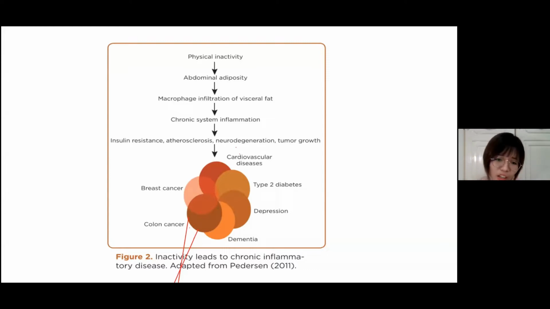You can get diabetes, arteriosclerosis, increased risk of cardiovascular disease, and neurodegeneration. Tumors grow because of systemic inflammation. Later, I will explain more about this. And then there is a high chance of getting breast cancer, colon cancer, and other cancers too.